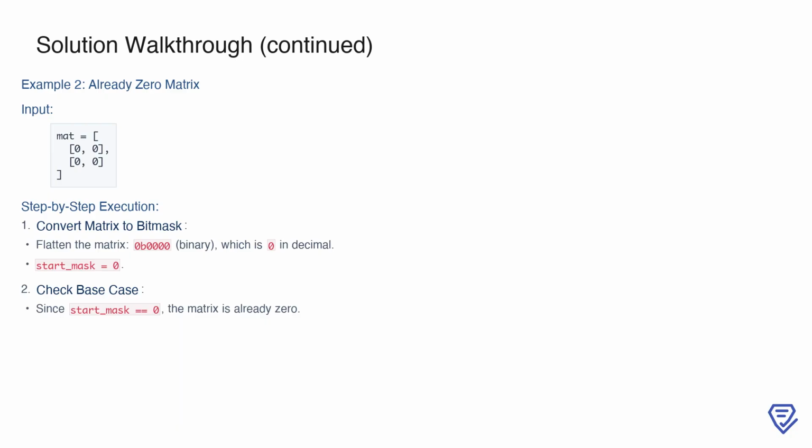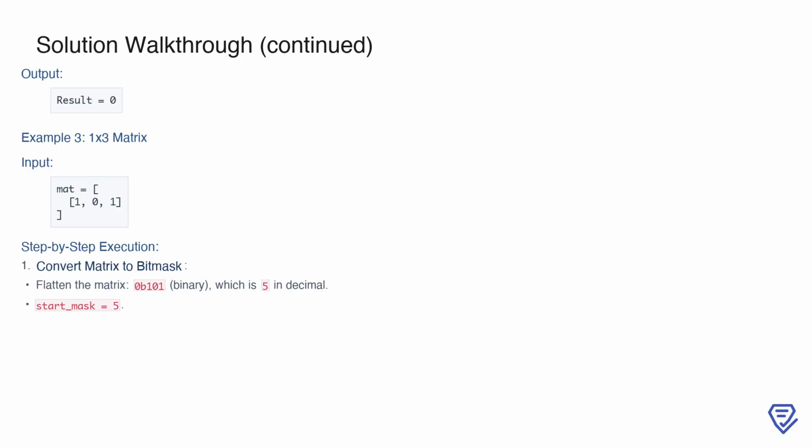Next, we check the base case. Since start_mask is already 0, the matrix is already a zero matrix, and no flips are needed. Therefore, the result is 0, and the algorithm terminates immediately without needing to explore any states. The result for this example is straightforward. Since no flips were required to convert the matrix into a zero matrix, the output is 0.